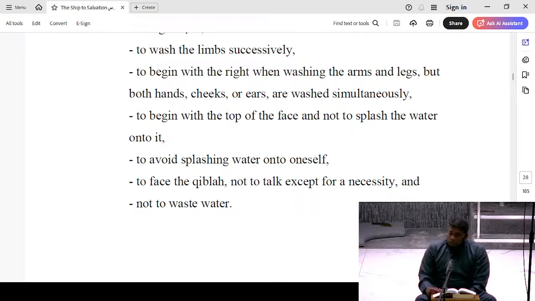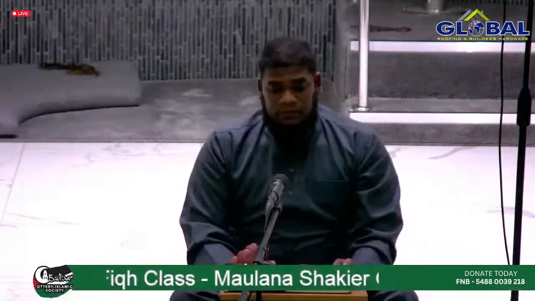To face the Qibla and not to talk except when there is a need and not to waste water. These are the sunnahs of wudu.